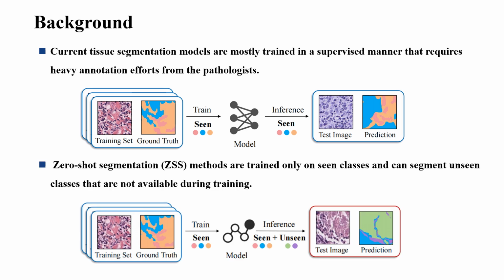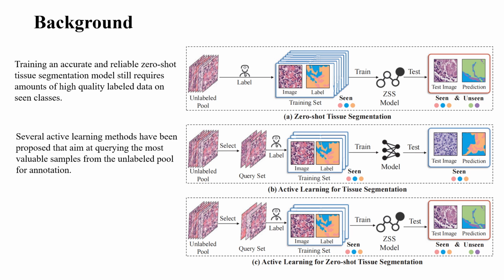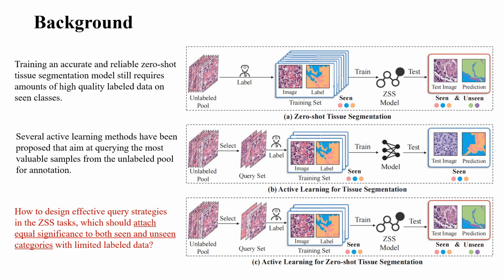To address the above issues, several zero-shot segmentation methods are proposed which are trained only on seen classes and can segment unseen classes that are not available during training. However, training an accurate and reliable zero-shot tissue segmentation model still requires amounts of high-quality labeled data on seen classes, leading to high annotation costs for pathologists. In order to reduce the labeling costs, several active learning methods have been proposed that aim at querying the most valuable samples from the unlabeled pool for annotation. However, these research efforts have not investigated how to design effective query strategies in the ZSS tasks.